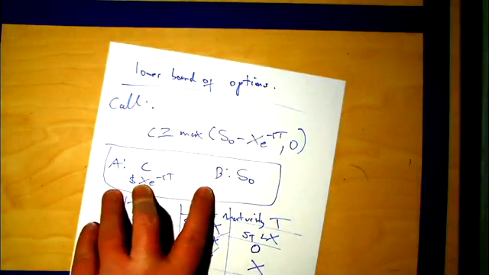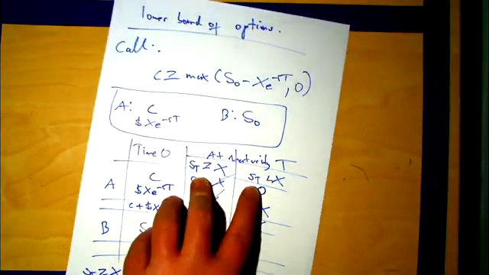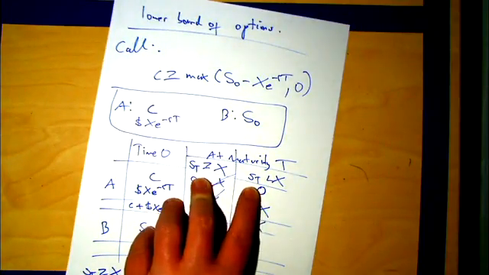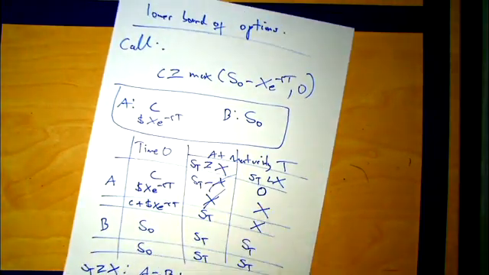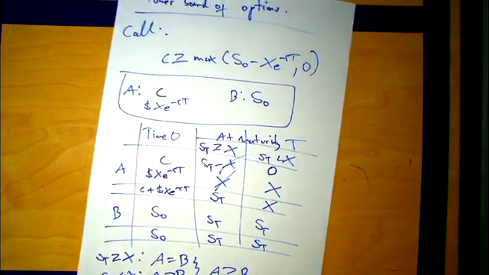Two portfolios, put them in a table. There's only 2 situations that can occur in the world. Essentially, the option gets exercised or it doesn't. Those are the only 2 scenarios. And that allows us to derive the lower bound. Now, if there's a lower bound for call options, there must be a lower bound for put options.